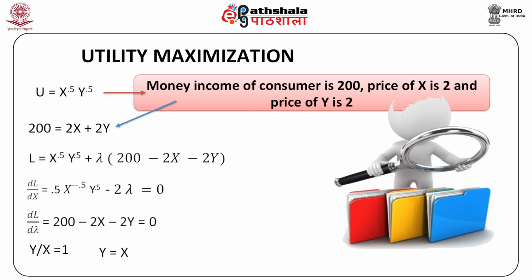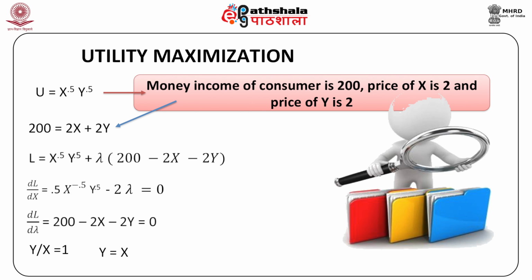Using the Lagrange multiplier, L is equal to x raised to the power of 0.5 into y raised to the power of 0.5 plus lambda (200 minus 2x minus 2y). This is called equation 3. Differentiating with respect to x, y and lambda, we have del L by del X is equal to 0.5 X raised to the power of minus 0.5 into Y raised to the power of 0.5 minus 2 lambda equal to 0, known as equation 4. Del L by del Y is equal to 0.5 Y raised to the power of minus 0.5 into X raised to the power of 0.5 minus 2 lambda equal to 0, known as equation 5. Del L by del lambda is equal to 200 minus 2X minus 2Y, which is known as equation 6.